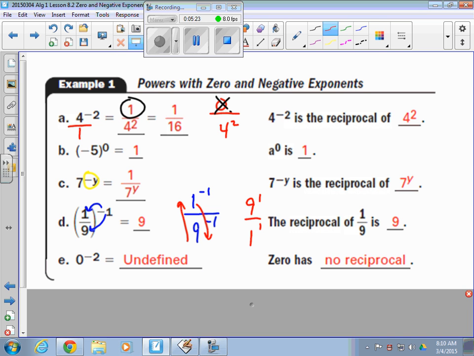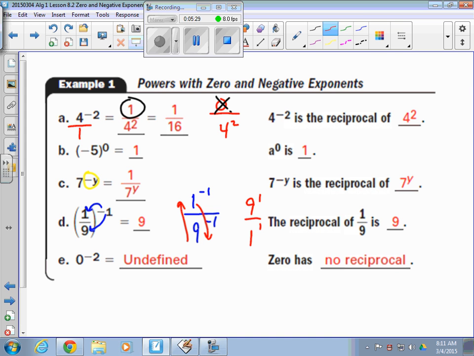And then E, 0 to a negative value, has no reciprocal. This is the only version like this, because 0 is 0 over 1. If it's being raised to a negative value like 2, when it rides the elevator, now 0 is going to be on the bottom, and that's something that cannot happen. That's why there's no reciprocal. That's why 0 to a negative value is undefined.